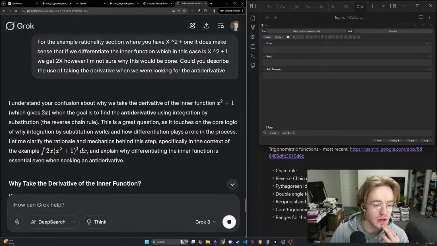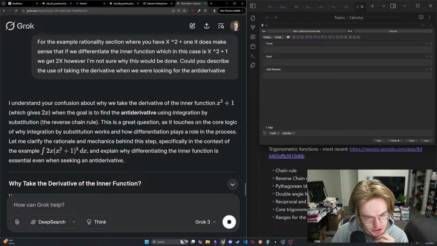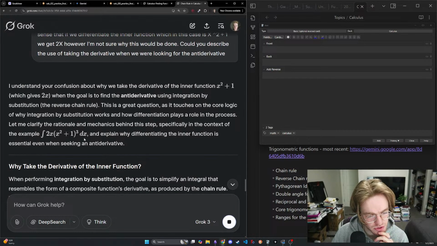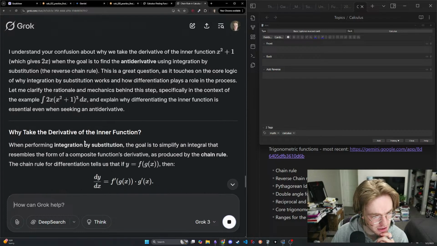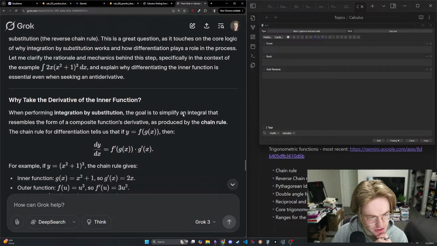Okay, so when the goal is to find the antiderivative using integration by substitution, this is a great question as it touches on the core logic of why integration by substitution works and how differentiation plays a role in the process. Let me clarify the rationale and mechanics behind this step, specifically in the context of the example, 2x (x squared plus 1) to the 3 dx. Explain why differentiating inner functions is essential even when seeking an antiderivative.